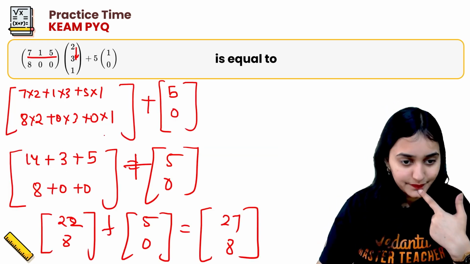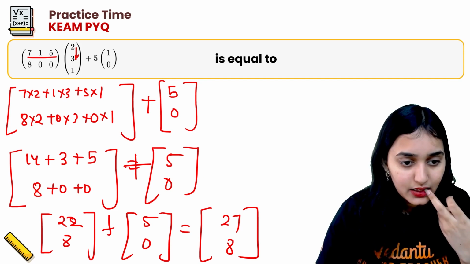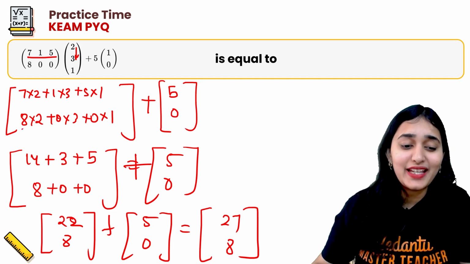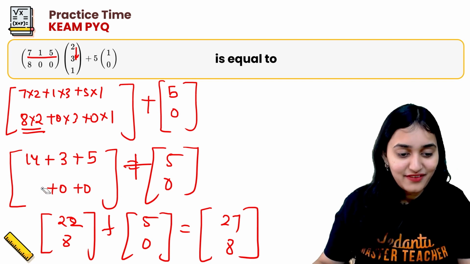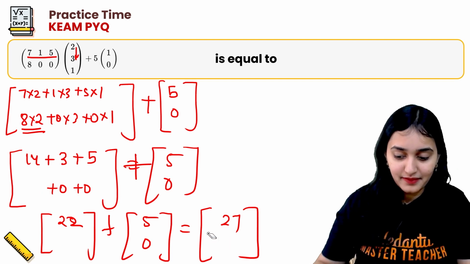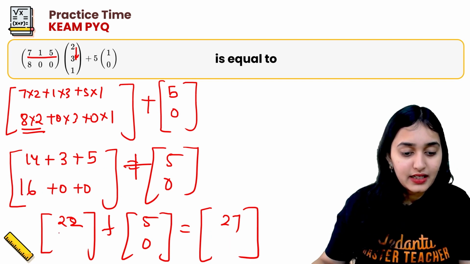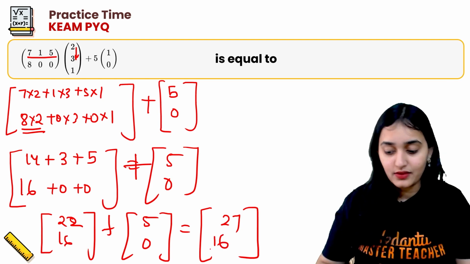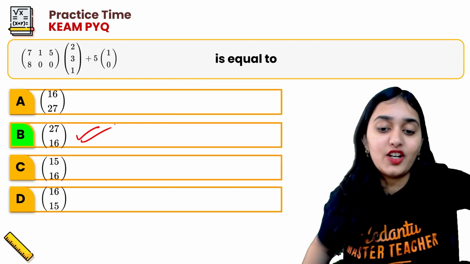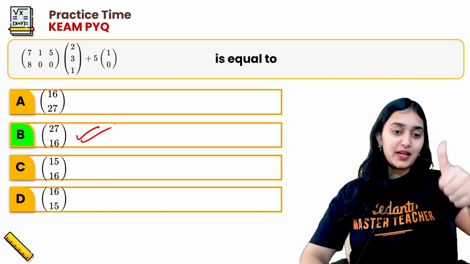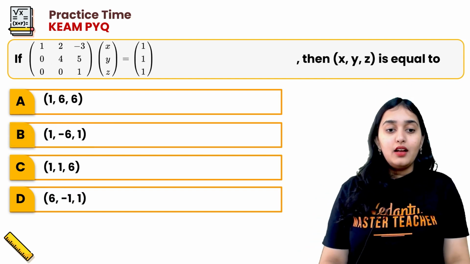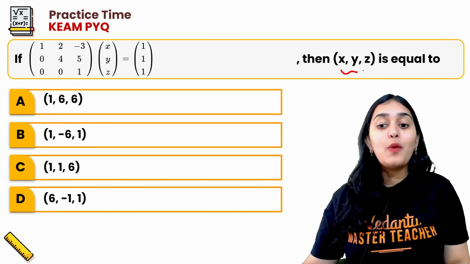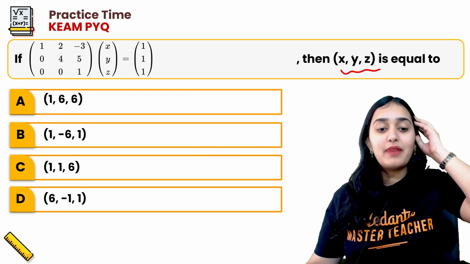We are getting 16. Have we done anything wrong anywhere? Oh, I'm so sorry. 8 2s are 16. Why have I written 8? My bad. 8 2s are 16. So 27 and 16 is your answer. Clear to everybody? Okay.